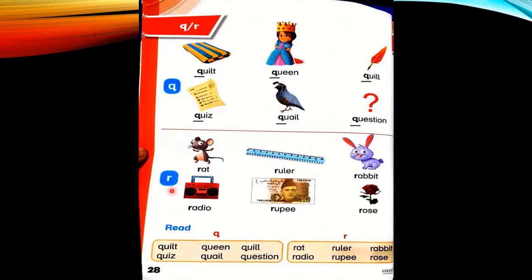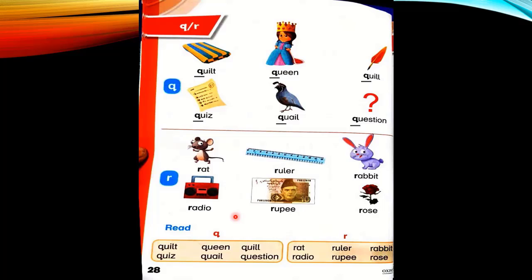R. R. Rat. R. Ruler. R. Rabbit. R. Radio. R. Rupee. R. Rose.